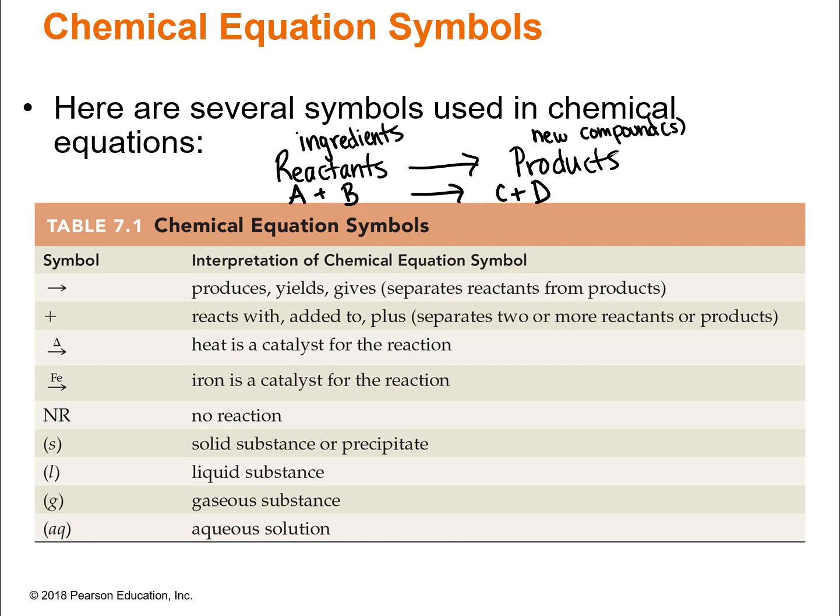You may also see a triangle above that yield sign. That triangle is kind of like the Bunsen burner flame, so it means adding heat. And likewise, if you see an element written above that yield sign, it's a catalyst. So it's something that accelerates the reaction, but it's not really a reactant or a product. It doesn't get changed in any way. It's just there to speed it along.